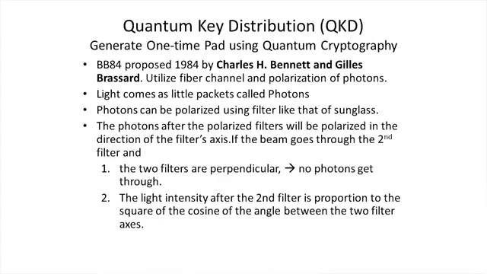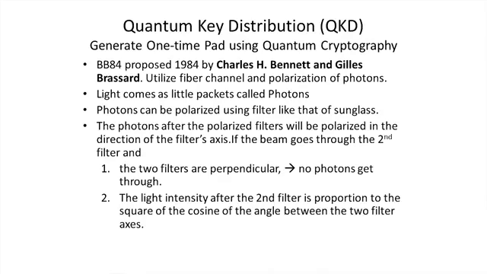Besides sending the photon in the fiber channel to represent 0 and 1, the photon can also be polarized using a filter very similar to sunglasses. The photon, after going through the first polarized filter, will be polarized in the direction of the filter axis. It can be vertical, horizontal, or diagonal.